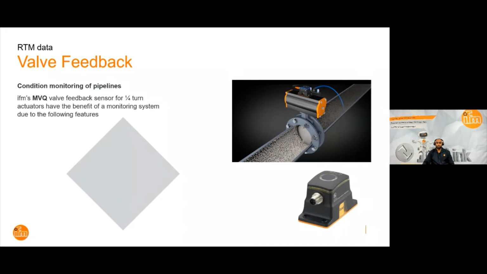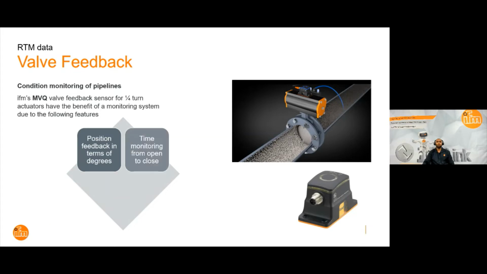Another form of real-time data can be achieved from valve feedback. So now we can do condition monitoring on pipelines. IFM's MVQ valve feedback system, or sensor for quarter-turn actuators, has the benefit of monitoring due to the following features. First, position feedback in terms of degrees. So not only can you now indicate whether the valve is open or closed, you can also get that position in exact degrees. With this information, you can tell if something is jamming within the valve body, or you can indicate if there's scaling on your pipeline.